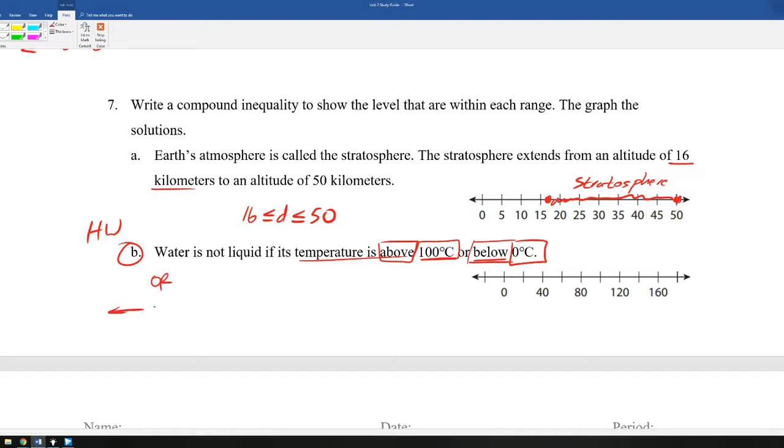It should be looking like this. Something like that, okay?